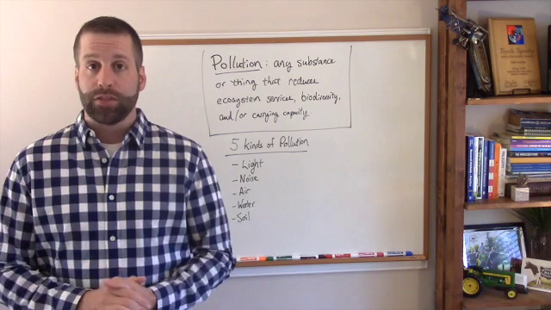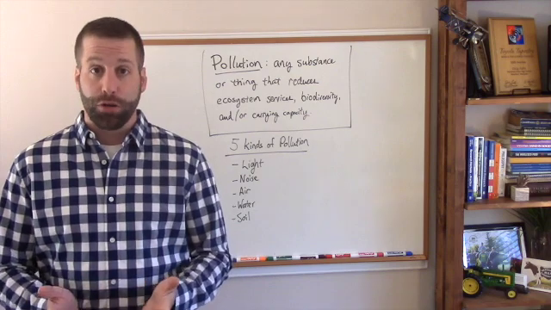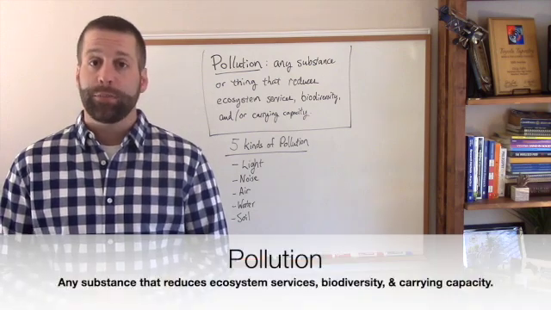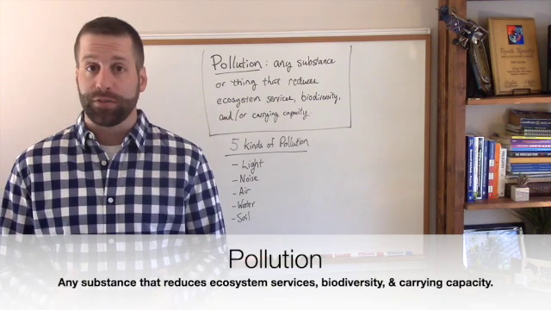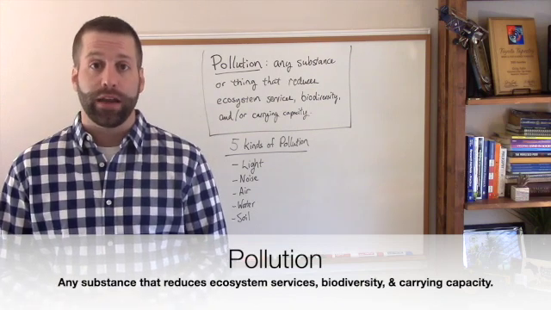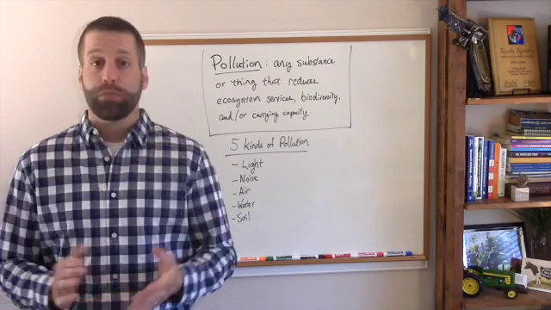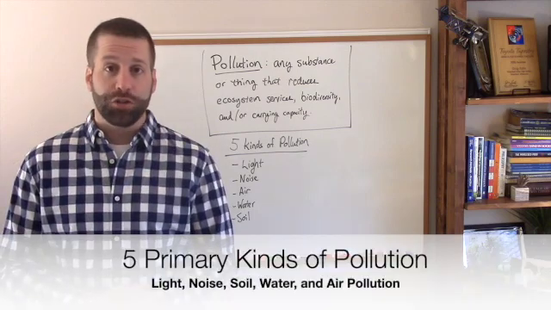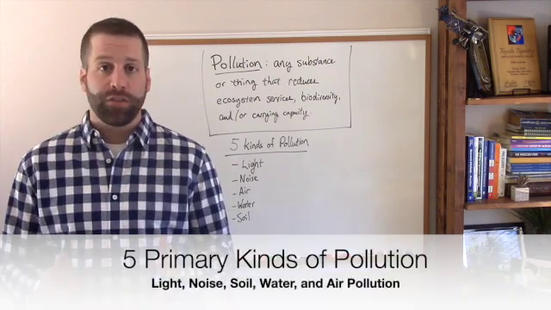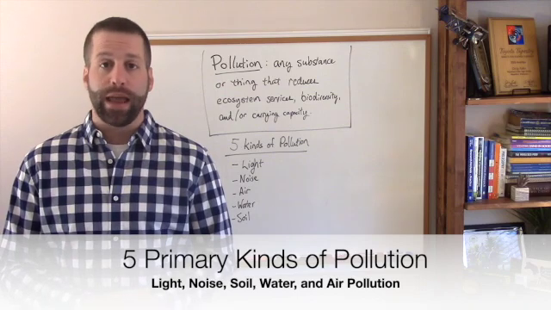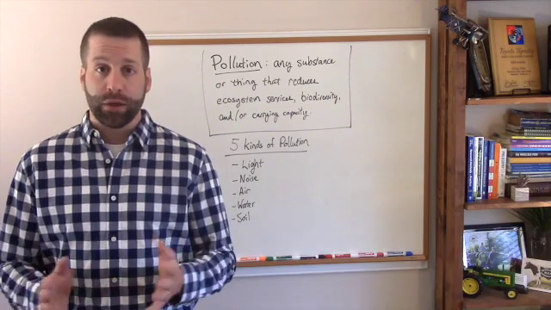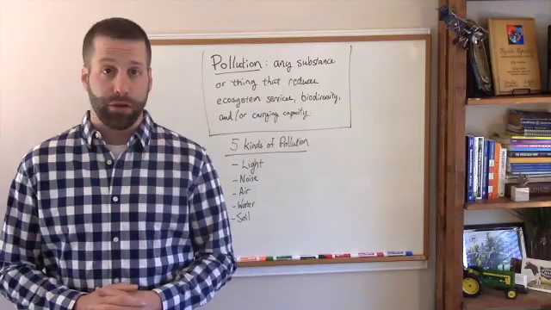This week we'll move on to the third major cause of extinction: pollution. Pollution is any substance or thing that reduces ecosystem services, biodiversity, and/or carrying capacity. We will briefly touch on light and noise pollution at the start of this week, but spend most of our time this week talking about soil and water pollution. Next week we'll spend the entire time talking about air pollution.